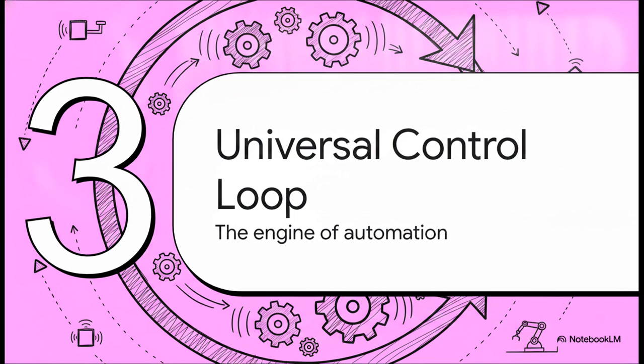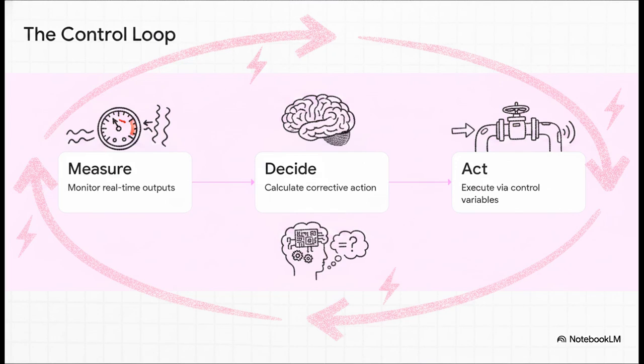So now that we know our variables, we arrive at Section 3, the universal control loop. This is the beating heart, the dynamic engine behind all automated control. Back in the day, you literally had a human operator standing by a valve, manually tweaking it. Today, we've replaced that person with a blazing fast, continuous cycle: measure, decide, act.